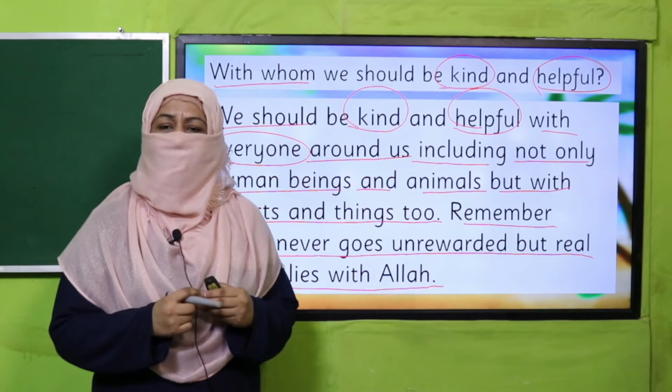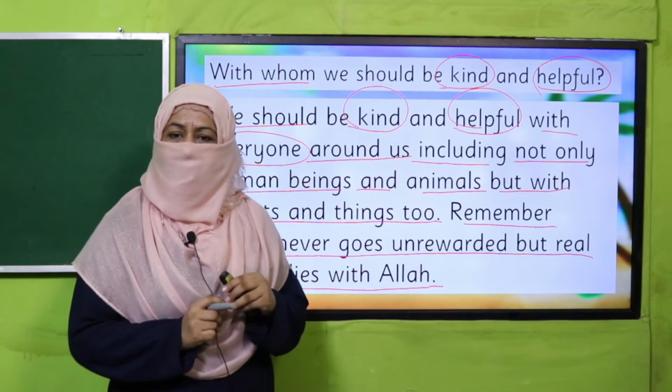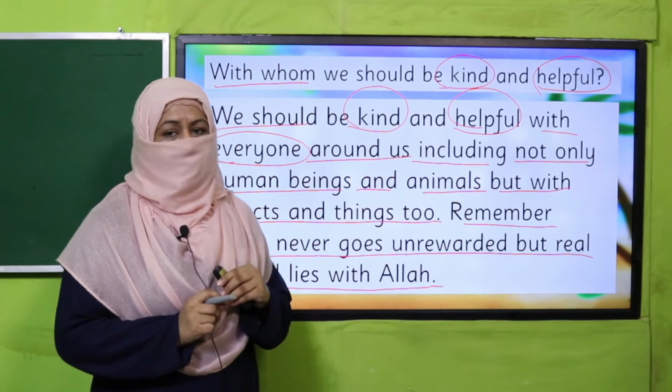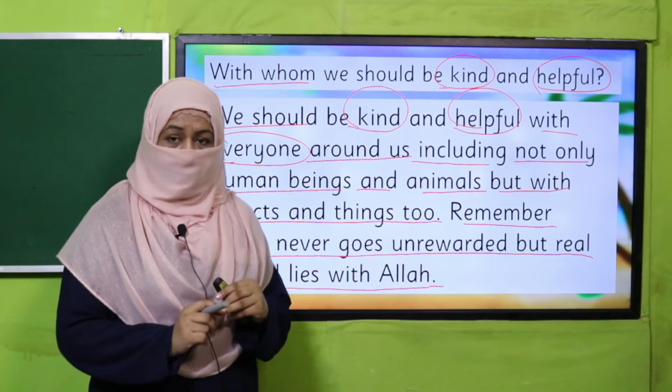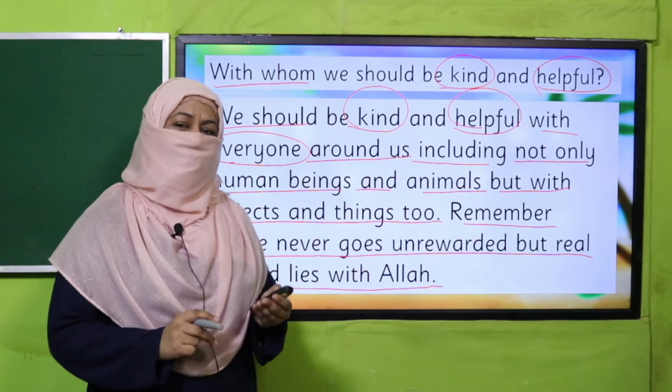And when we use these resources, when we are kind with people, when we are kind with animals around us, we make ourselves happy and we make our Allah subhanahu wa ta'ala happy. This is what we learned from this story.